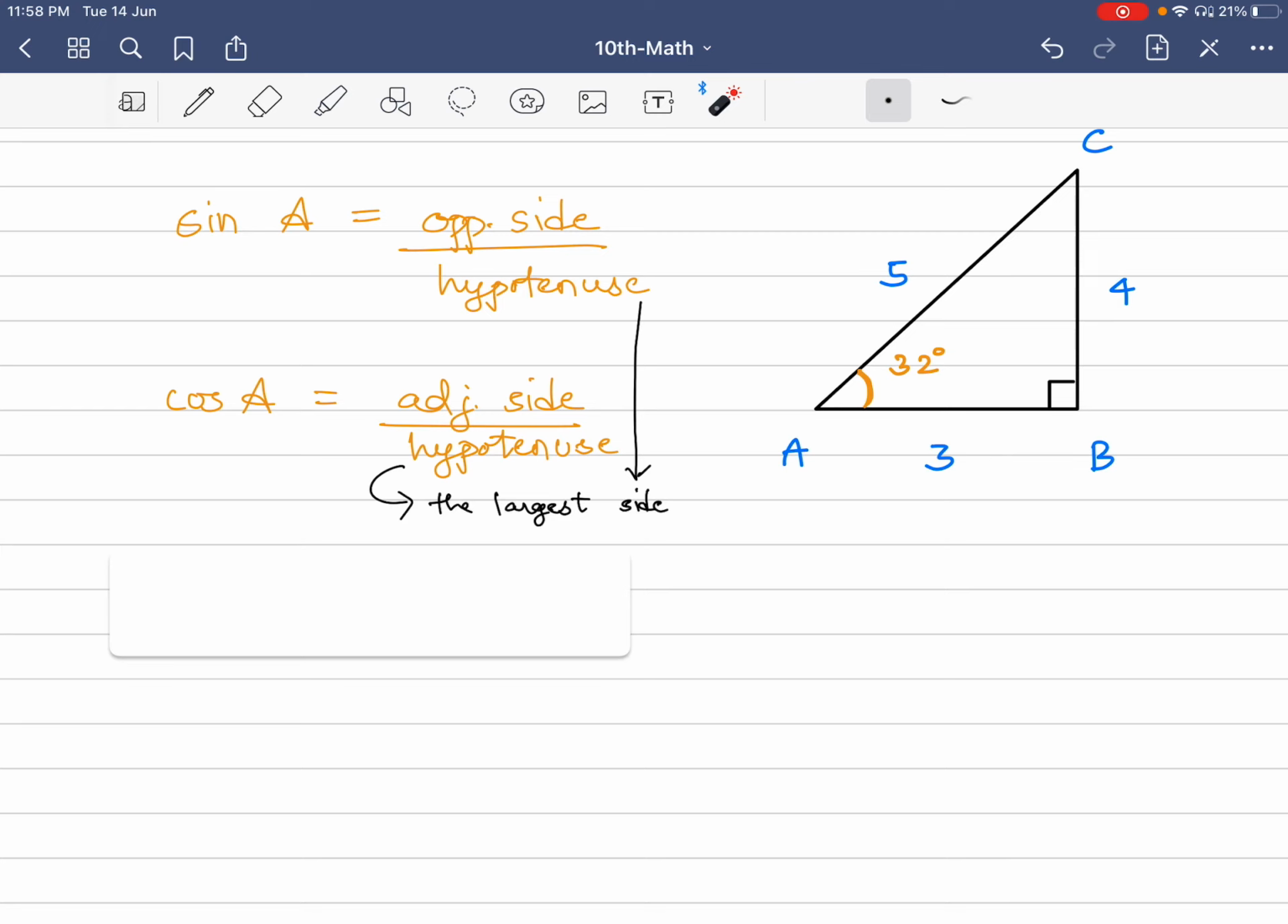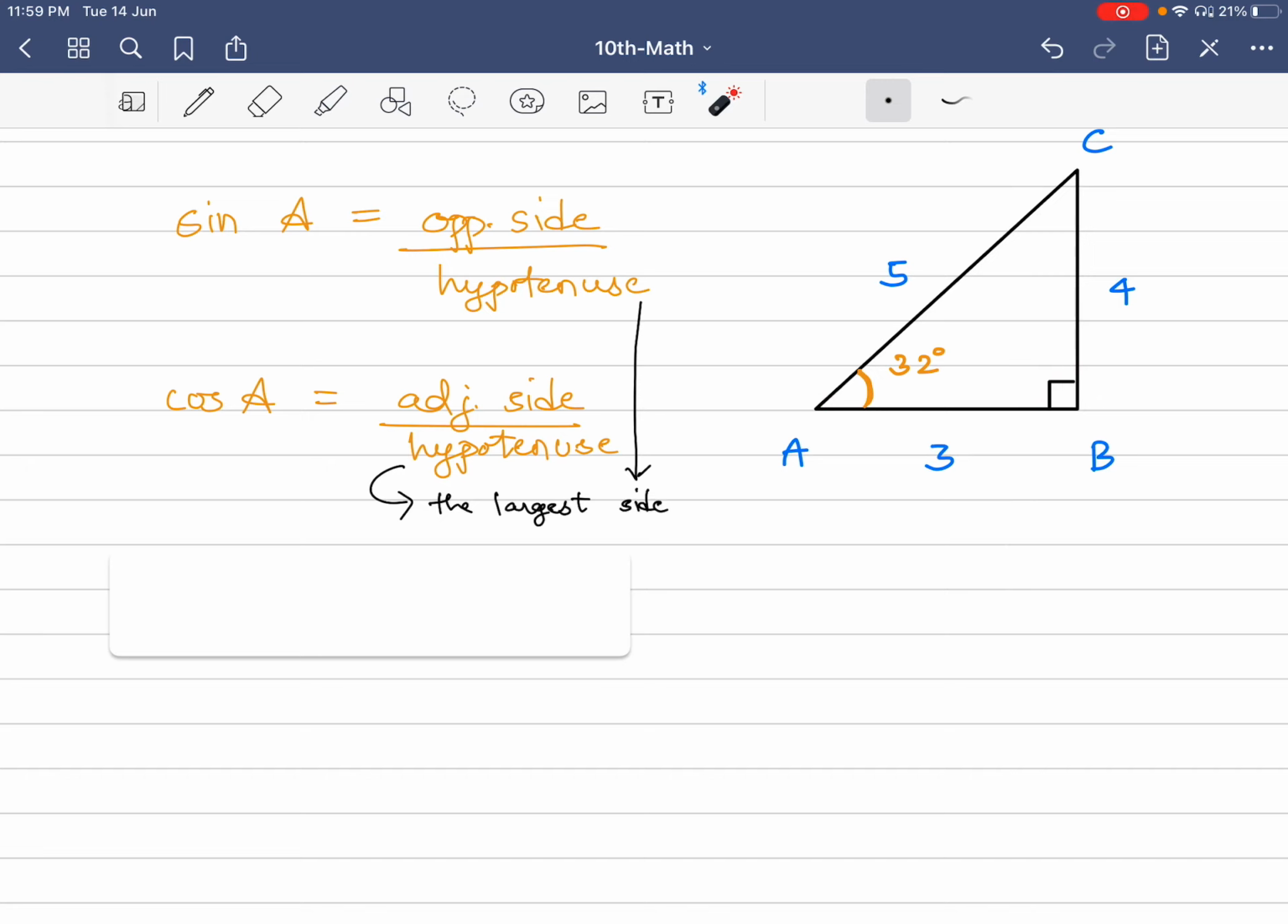Thus, if this is the largest side of the triangle, then any other side divided by this largest side is always going to be less than 1. This ratio is always going to be less than, or in some very rare cases equal to 1, but in general it will be less than 1. Why? Because this denominator is always going to be greater than the numerator. And why is the denominator greater than the numerator? Because the denominator, which is the hypotenuse, is always the largest side in any right angle triangle. Even in this triangle ABC, you can see AC, which is the hypotenuse, is the largest side. And what is the hypotenuse? The hypotenuse is the side opposite to the right angle.